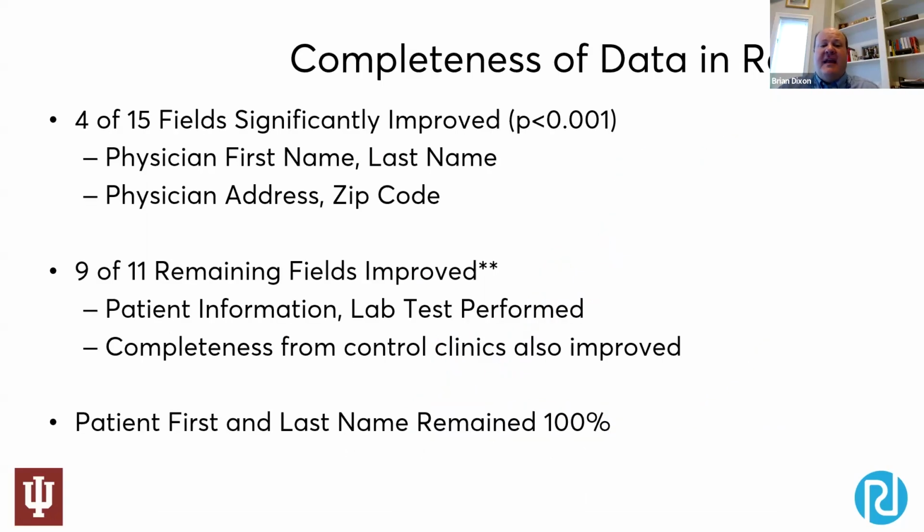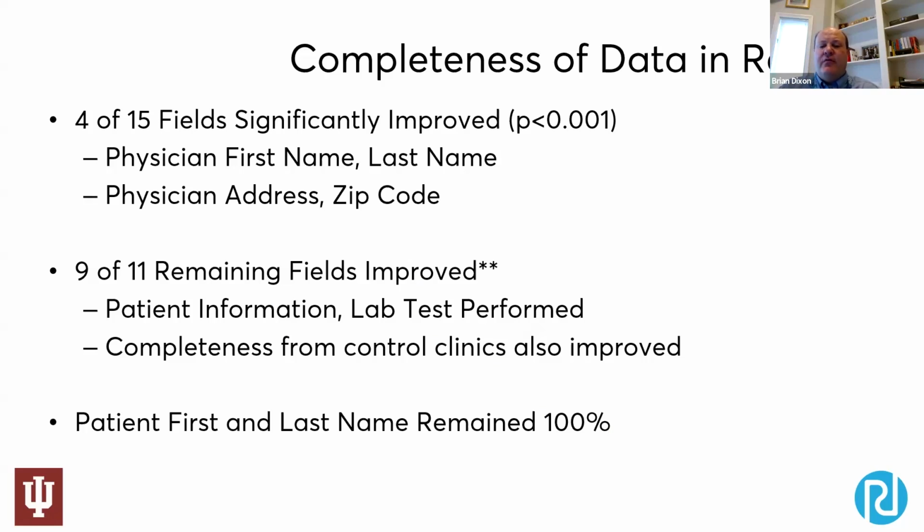With respect to completeness of data, 4 of the 15 fields needed by public health improved significantly. Interestingly, it was the fields around the physician's name and address. Apparently, before, the clinics would send information in and not put that information, they just assumed that since they were mailing it or faxing it from the clinic, the health department would know who the provider was. 9 of the 11 remaining fields improved, but not significantly.